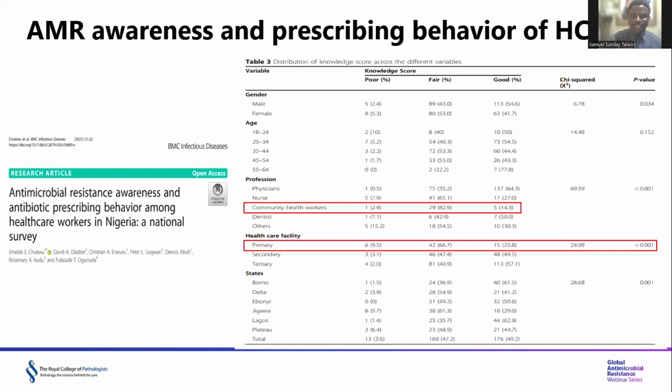And when you look at the community health workers in terms of profession, the community health workers are the ones that are basically at the primary healthcare level. They also had significantly lower knowledge score as far as AMR and AMS is concerned. And that negatively affected their prescribing behavior when you compare that to physicians, nurses, or dentists, and others. So this study shows a significant gap in knowledge of AMR and AMS among healthcare personnel at the primary healthcare level that serves majorly the community.